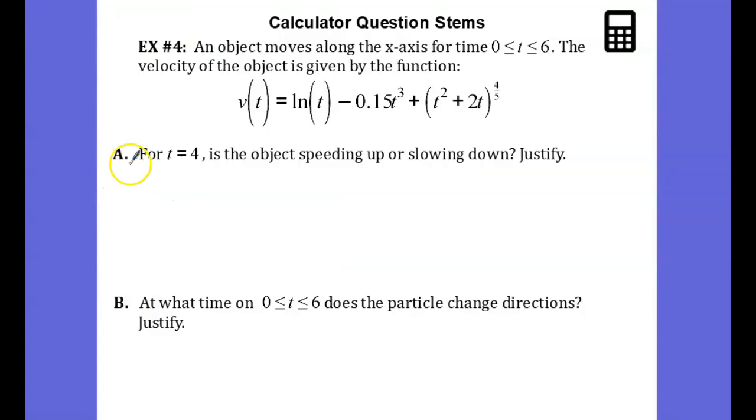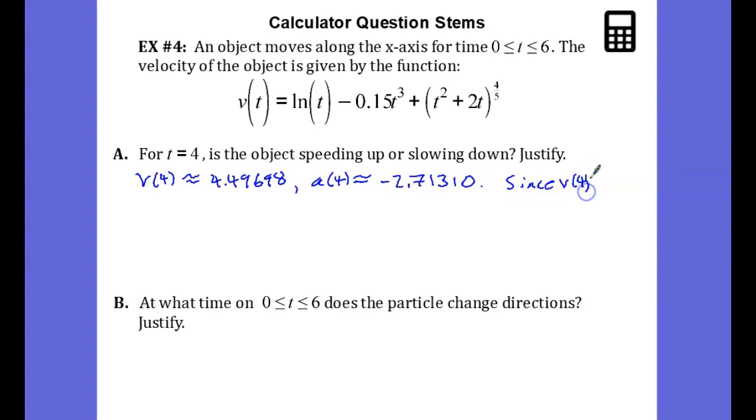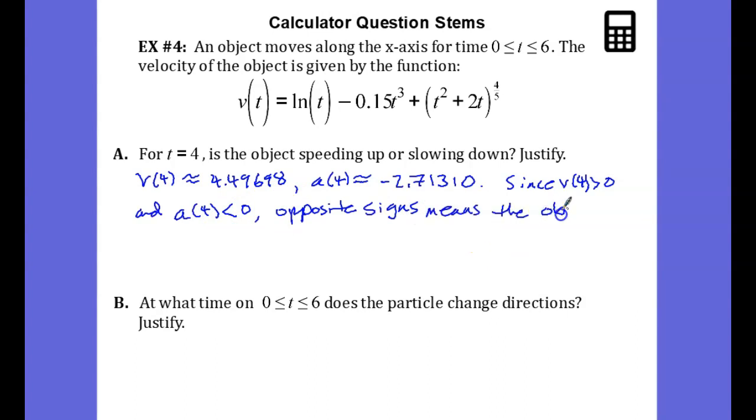So here's our analysis based on the calculator. V of 4 is approximately 4.49698. A of 4 is approximately negative 2.71310. And so we'll say, since V of 4 is positive and A of 4 is negative, opposite signs means the object is slowing down at time t equal 4.